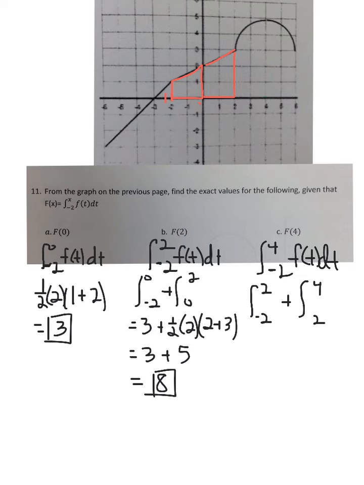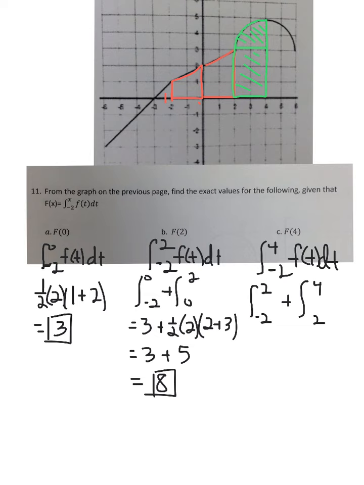Now be careful about 2 to 4. Let me outline it in green so you can see that. 2 to 4 is all of this space, okay? Now look at that. You actually have, I'm going to split it. You've got this quarter circle right here, plus you've got that rectangle right there. So you're going to have to do both of them.